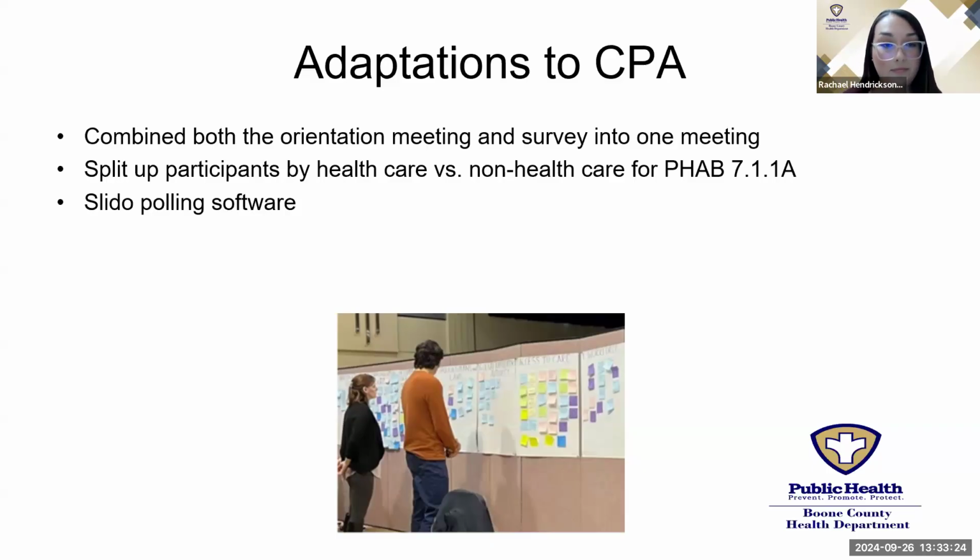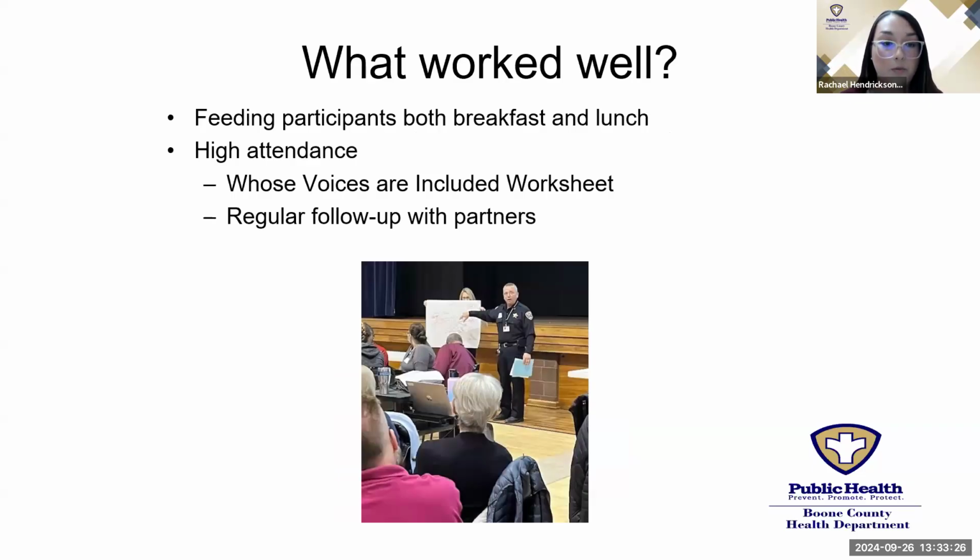Next slide. Going to touch on what worked well for us. The CPA guide talks about offering incentives. I think a lot of us on the call have issues with that. We don't have a budget to provide incentives to participants for anything. So what we've done is get sponsors from community partners to host breakfast and lunch. It was a long day, so it's definitely necessary to provide breakfast and lunch to them. And another success is we had really high attendance.